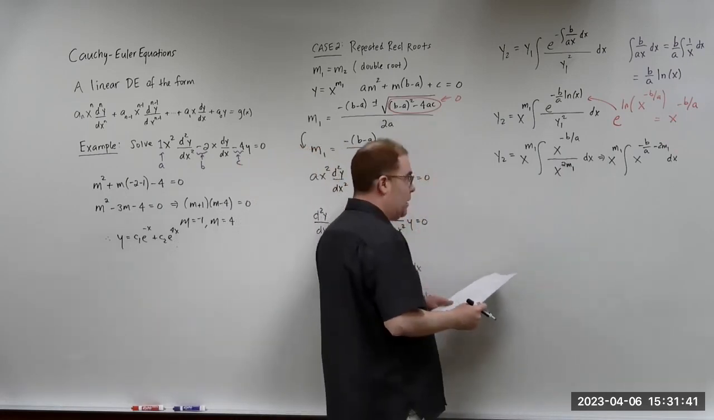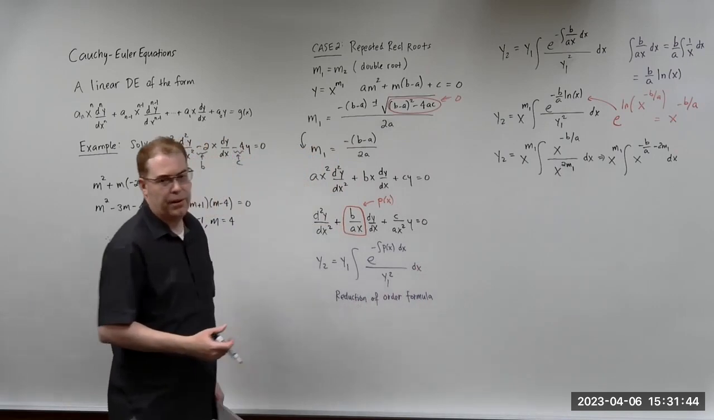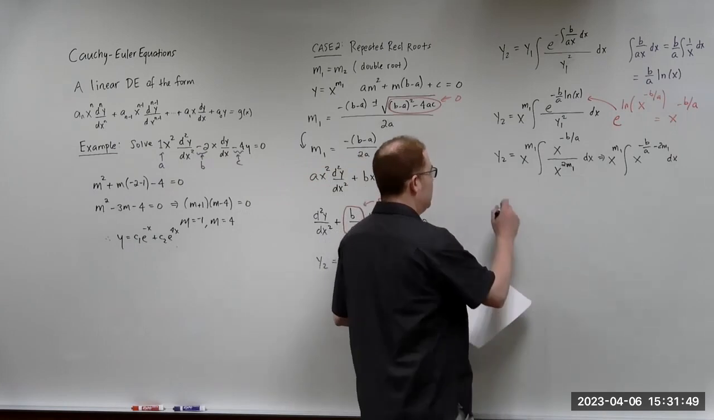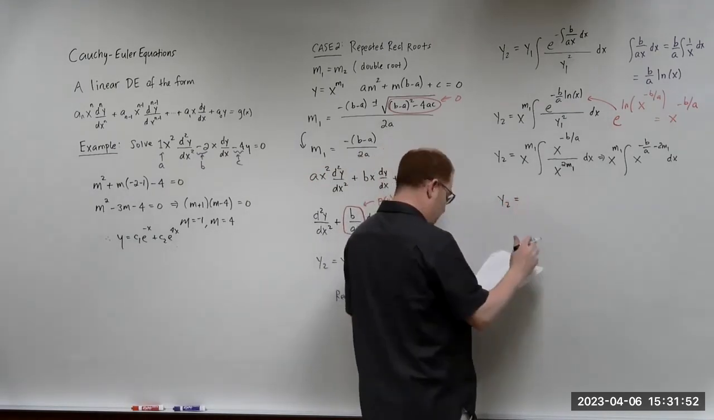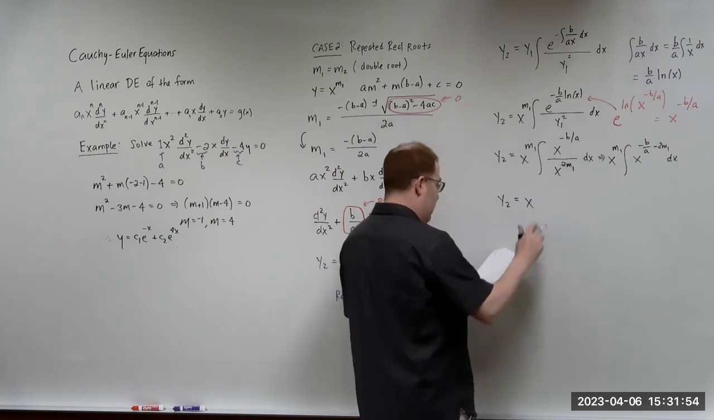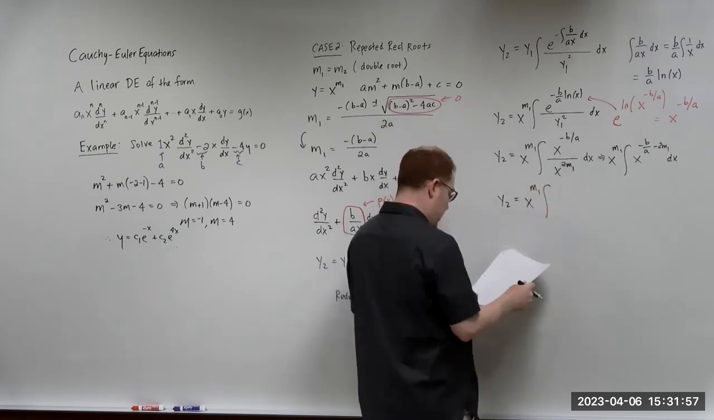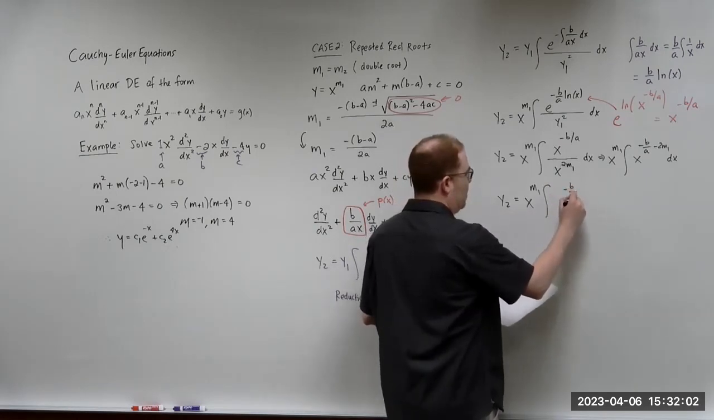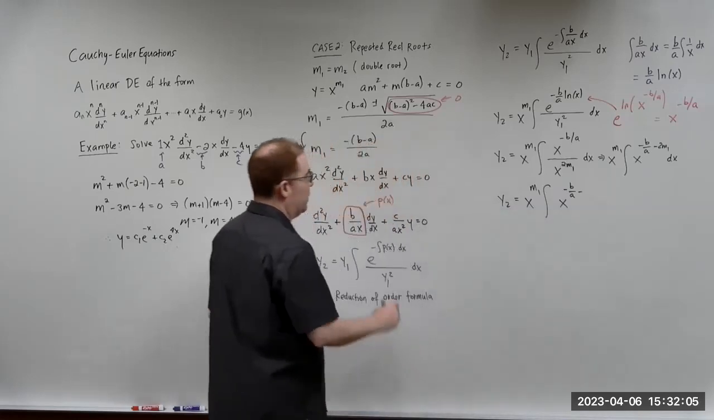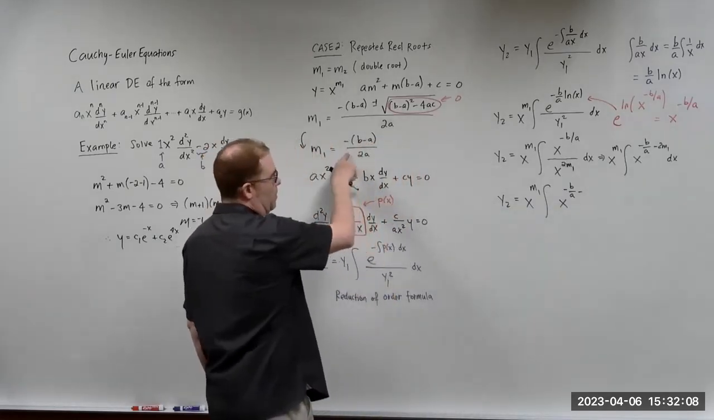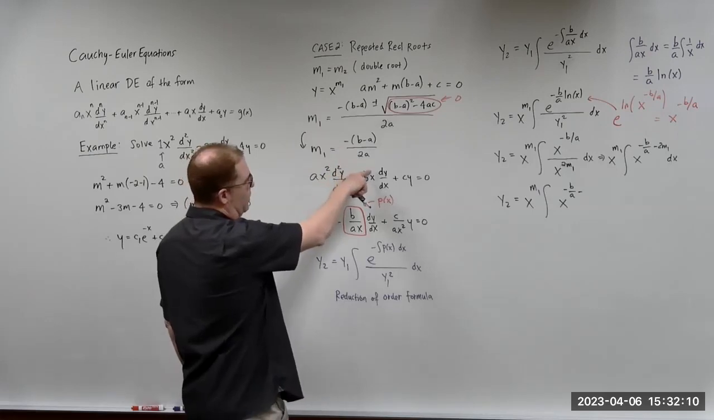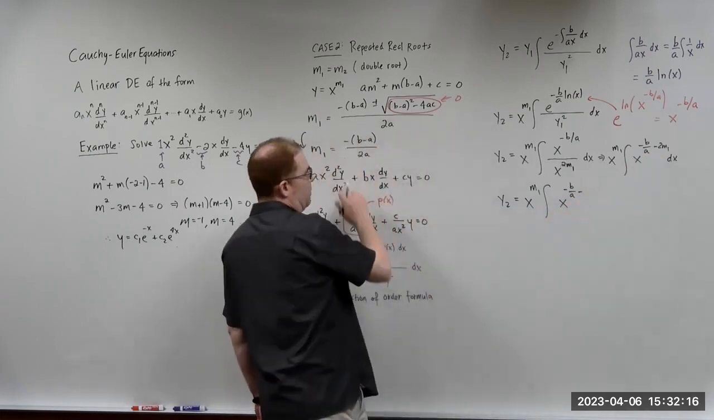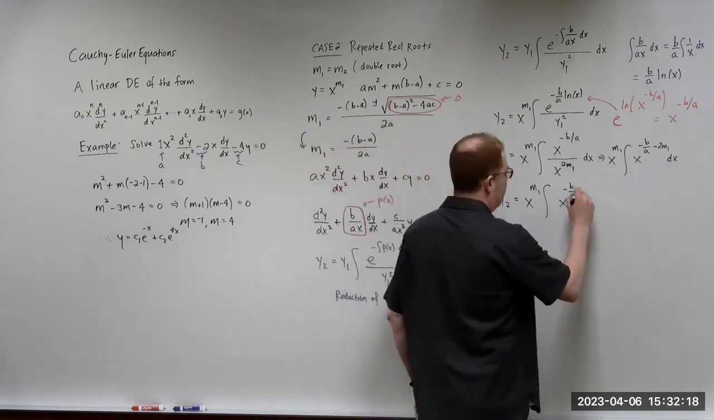All right, and now let's substitute in what m1 is. m1 is this. So this is going to give us y2 equals x to the, again, I'll just keep this as m1, and we have the integral of x to the minus b over a minus 2 times m1. So what happens is that obviously here the twos will cancel out, and we have a negative there. That's going to leave us with b minus a over a.